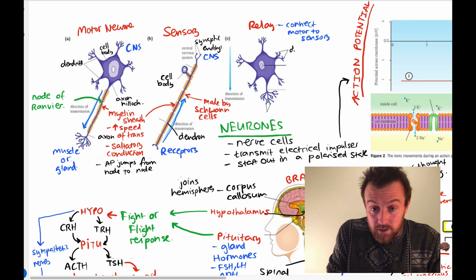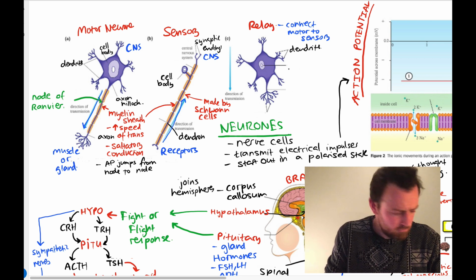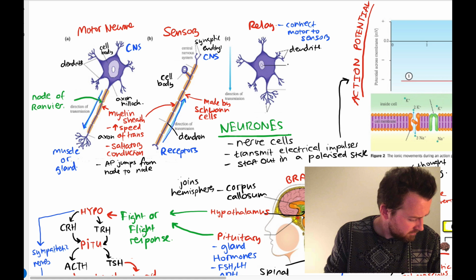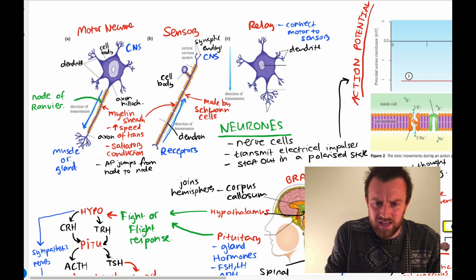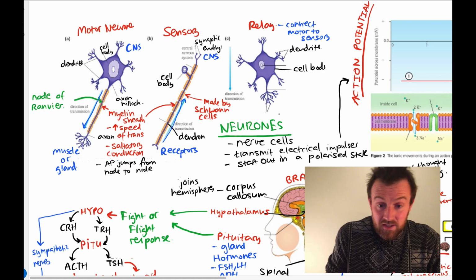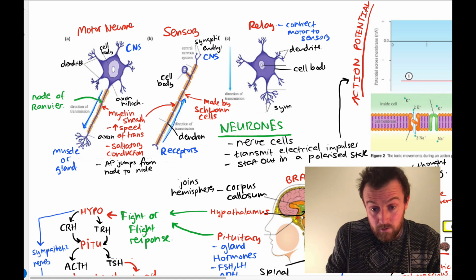Here we've got dendrites. That's not correct. That's kind of pointing towards the nucleus. The cell body is this whole thing. So that's the cell body, it's big. And then these are the synaptic endings.